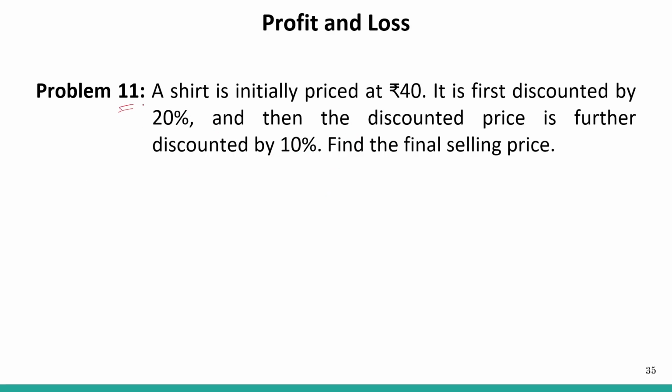So let's see problem number 11. A shirt is initially priced at 40 rupees. Okay. It is first discounted by 20% and then the discounted price is further discounted by 10%. Then find the final selling price. Okay. So CP is equal to 40 rupees, right? So after discount, after D1, what will be the price?